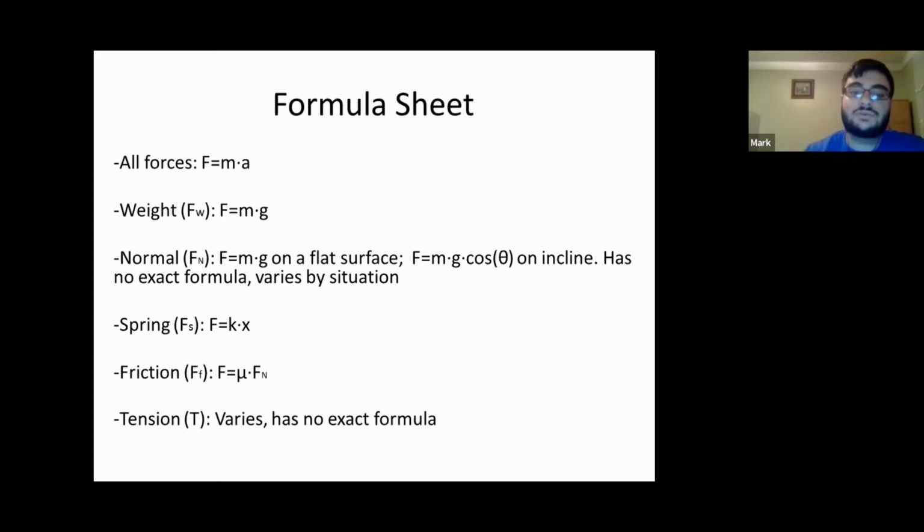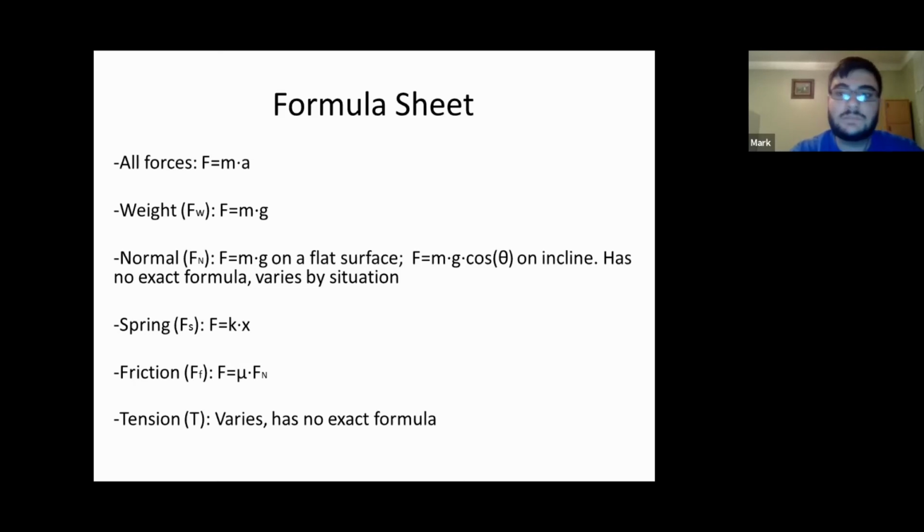Friction is equal to mu times Fn. Mu is just a constant, and different surfaces have different mu's. Mu is this U looking letter. It's Greek. Again, ice would have a very, very low mu because there's little friction, whereas something like concrete has a much higher mu, right? It depends on the surface you're having friction on.